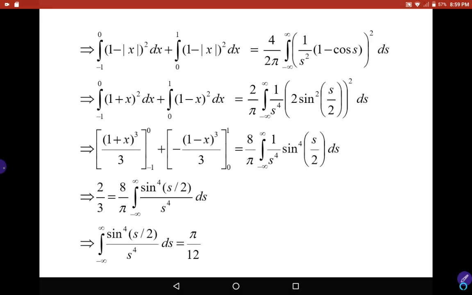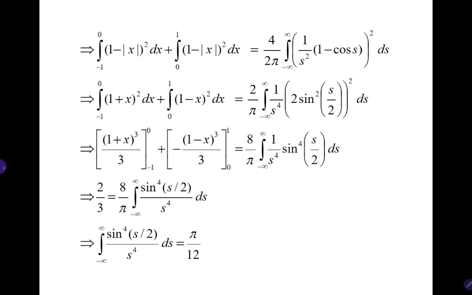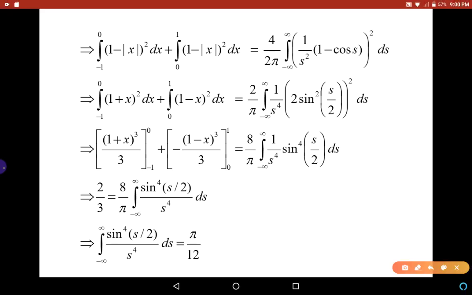which implies that the integral from −1 to 0 of (1 − |x|)² dx plus the integral from 0 to 1 of (1 − |x|)² dx is equal to 4/(2π) times the integral from −∞ to ∞ of 1/s² times (1 − cos s) whole squared ds. In the interval −1 to 0, |x| is −x, therefore this becomes (1 + x)². In the interval 0 to 1, |x| is +x, so this becomes (1 − x)².